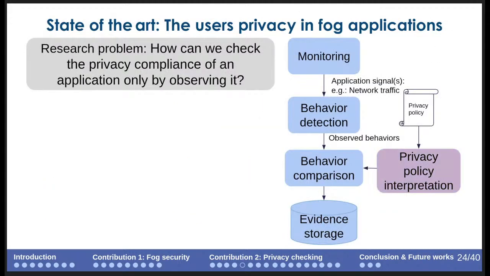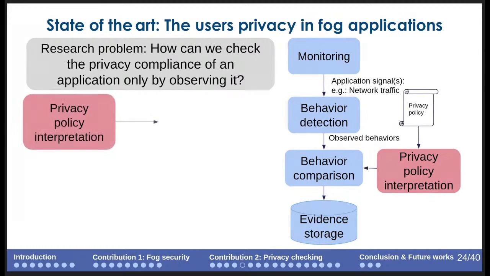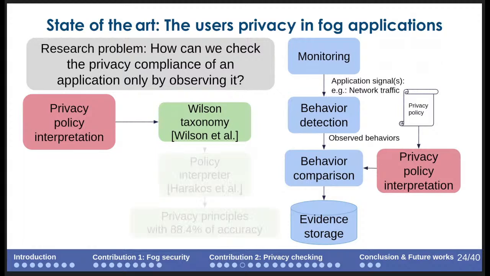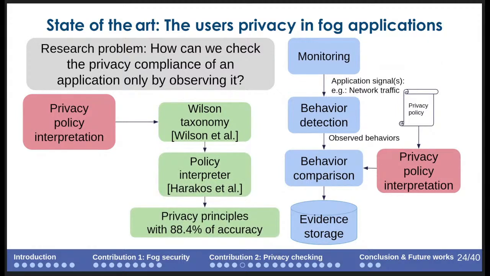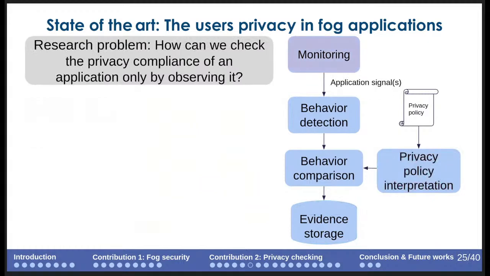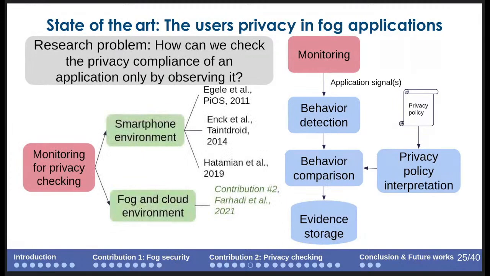On the state of the art for privacy policy interpretation, as I mentioned earlier, there is this taxonomy by Wilson et al. Based on their work, there is a tool called Polisis that interprets the privacy policies, and with 88% accuracy, they provide these privacy claims. Monitoring of applications for privacy checking, we can categorize into two main groups. Currently, most of the works are in a smartphone environment.